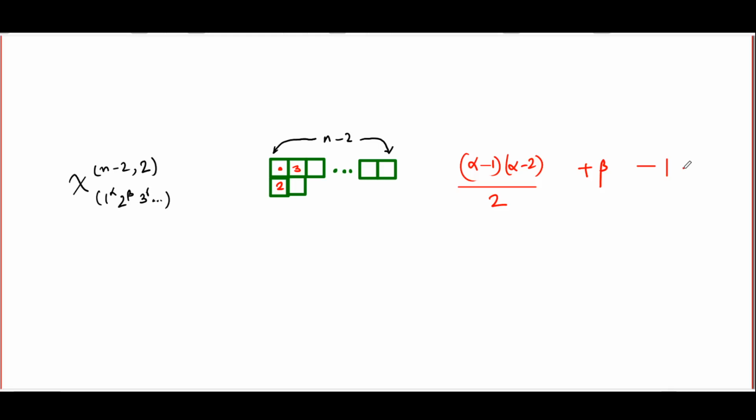So number of valid diagrams you have in which all of these are filled up is given by alpha minus 1 into alpha minus 2 by 2 minus 1. Of course, each one of them come with a plus sign simply because the doublets, triplets, etc. all have to sit in the top row now.